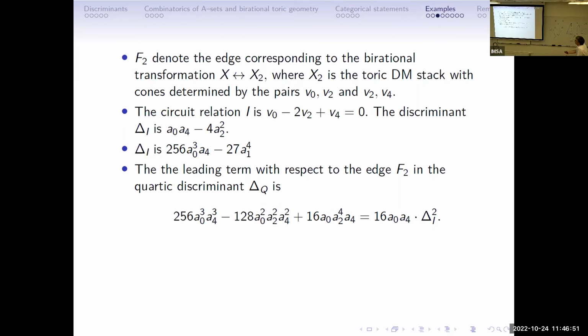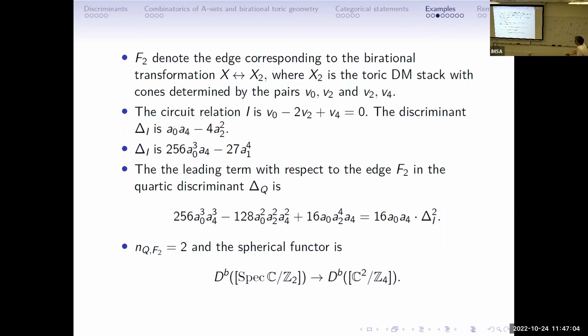formula, and it turns out that this is 16A0A4, this discriminant to the second power. So what that tells us is that for the spherical functor, the multiplicity is 2, and that is basically the rank of K0 of this toric stack.